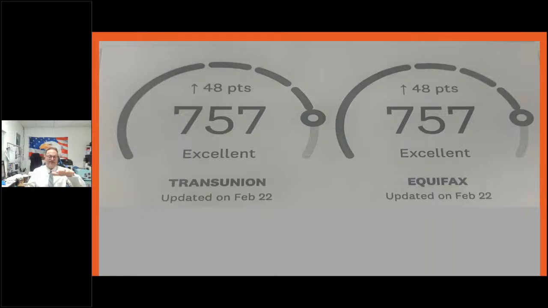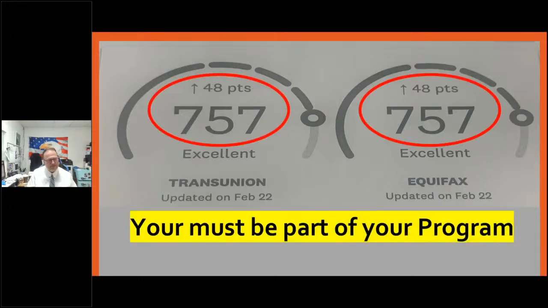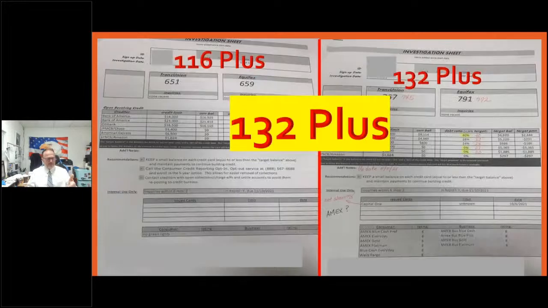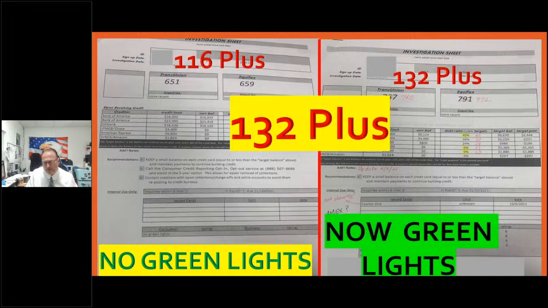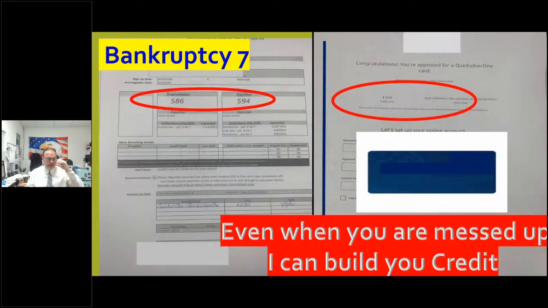They started at 510. Now they're 757. Is that okay? She's got no green lights. 651. Wrap or rescore, 750. More green lights. I built her $1 million credit. Is that okay? Now let's understand they got a bankruptcy. Why'd you file bankruptcy? I don't know. The attorney told me to. They didn't need a bankruptcy, by the way.